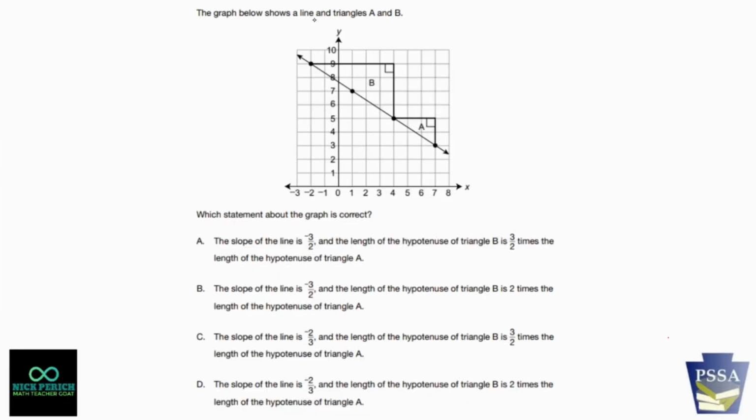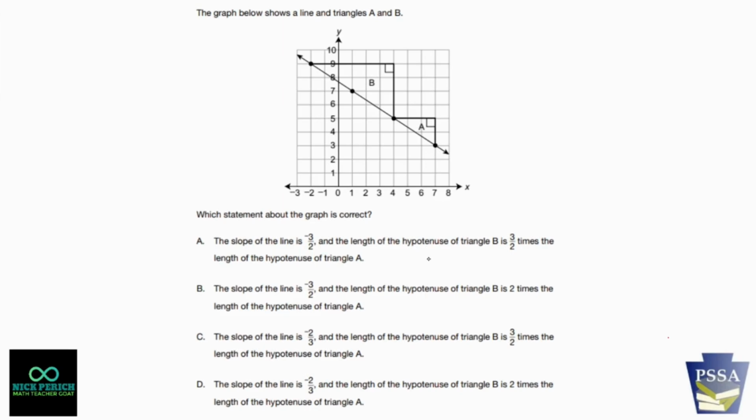The graph below shows a line and triangles A and B. So we've got two triangles, A and B, attached. Their hypotenuses are attached to the same exact line, sharing the same exact slope, but B is bigger than A. Which statement about the graph is correct? It talks about the slope and the length of the hypotenuse.